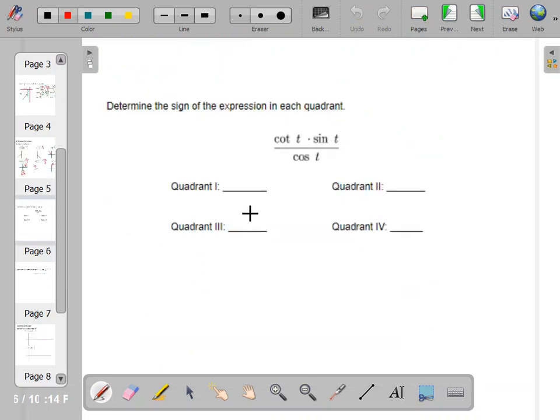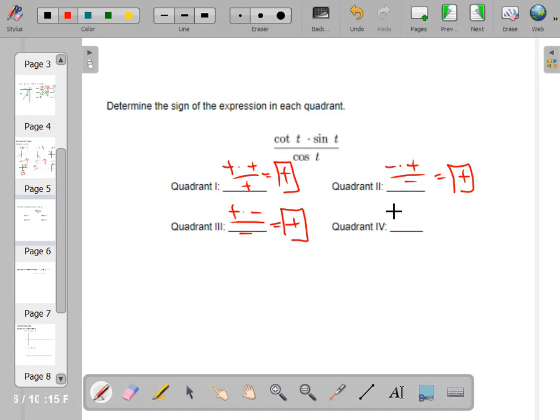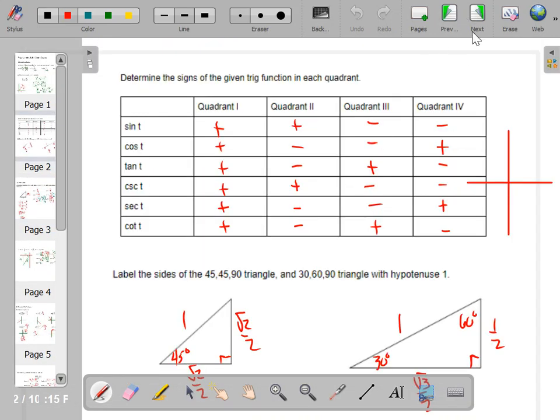Determine the sign. So in the first quadrant, cotangent is positive, sine is positive, and cosine is positive, so that will end up being positive. In the second quadrant, cotangent is negative, but sine is positive. Cosine is negative, so negative of a negative will be a positive. In the third quadrant, cotangent's positive, sine's negative, cosine's negative. This one's also positive. I feel like these are all going to be positive. Quadrant 4, cotangent's negative, sine is negative, cosine is positive, so yep, they're all positive. Okay, that's kind of cool. You're just figuring out what the sign of each of these functions would be, and you can actually use this chart to help you if you want.